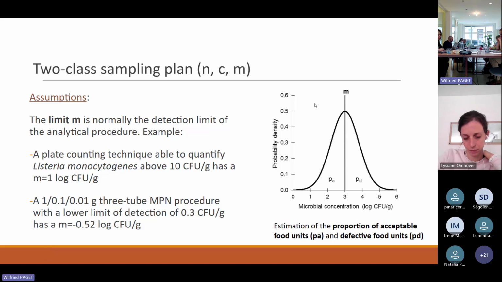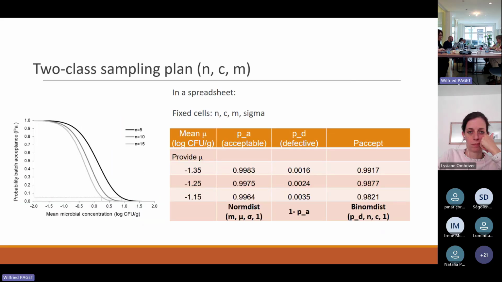So in this drawing, what you have is a normal distribution, and I want you to observe that M divided the lot into a proportion of acceptable food units and a proportion of the defective food units, which means that what you're doing is to discretize. You're discretizing your results, you're losing information, but it is actually what is done in the microbiological sampling plans, because the variable sampling plans are not used.